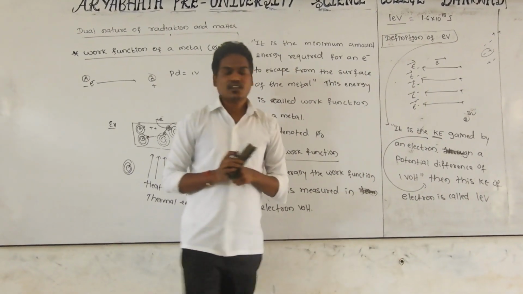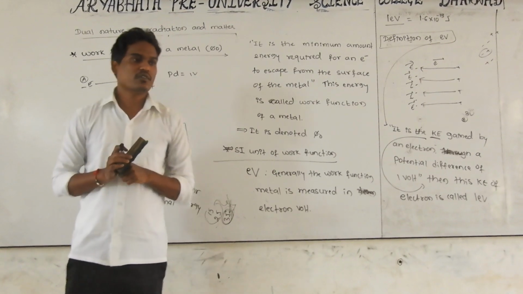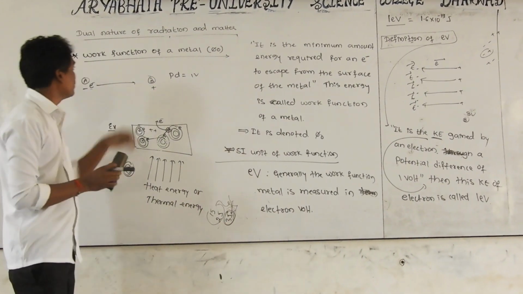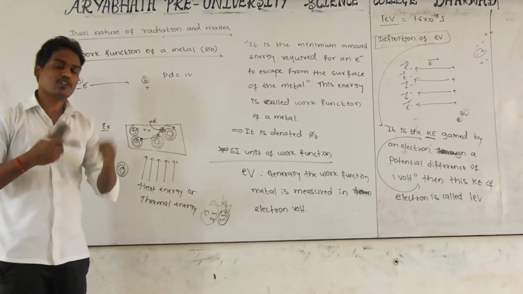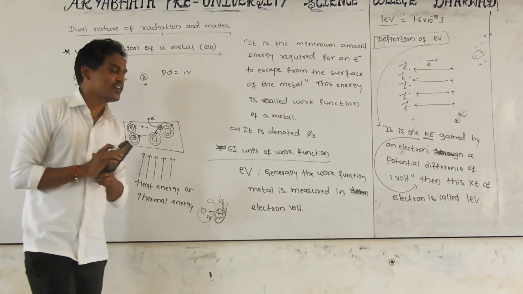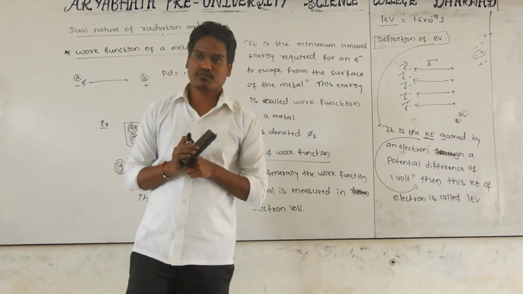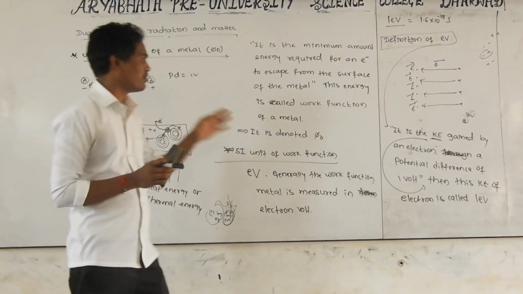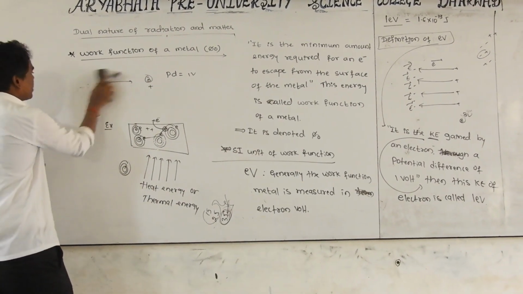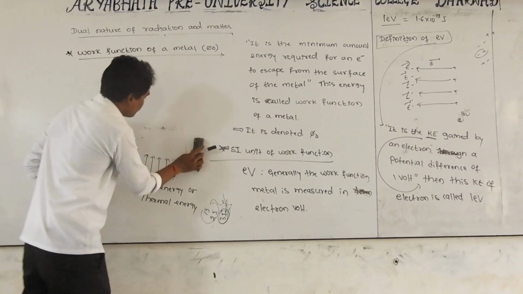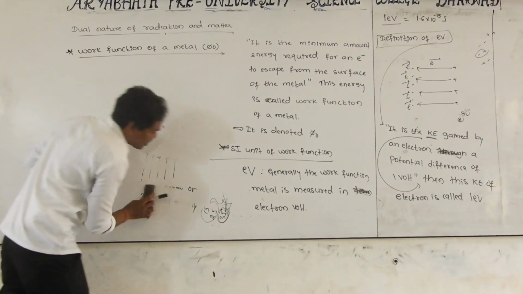And generally, this electron volt is a unit we use to measure the work function. Electron volt is not the SI unit. It is also used in atomic physics as well as nuclear physics. Getting? This is the definition of 1 electron volt. You remember that one. And next, the work function of different metals.